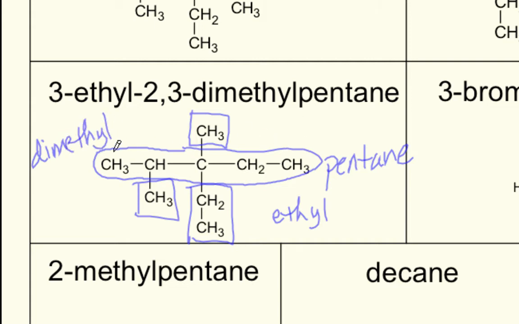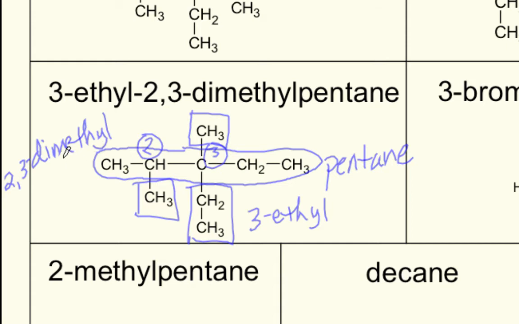Let's figure out our numbering system. When I go from left to right, I have something coming off carbon number 2. When I go from right to left, it doesn't start till 3. And it doesn't matter if there's 2 things coming off of 3. It's just the number 2 is lower than the number 3. That's all it is. So this would be carbon number 2. This would be carbon number 3. So ethyl would be a 3, and my dimethyl would be a 2, 3-dimethyl.